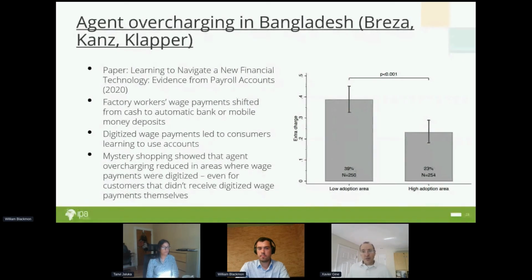So there's an indirect benefit for people that might not have been very sophisticated, or had little knowledge of the factory, but just by living close to a place where the average consumer was informed, they would also benefit, because agents tended to charge less overall, right?